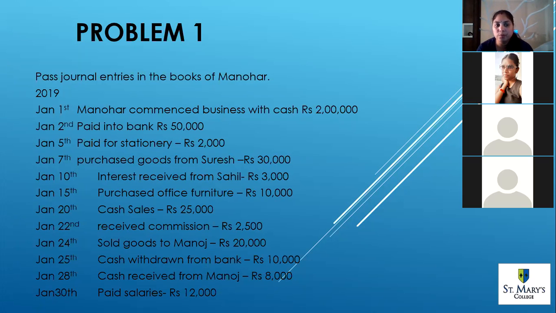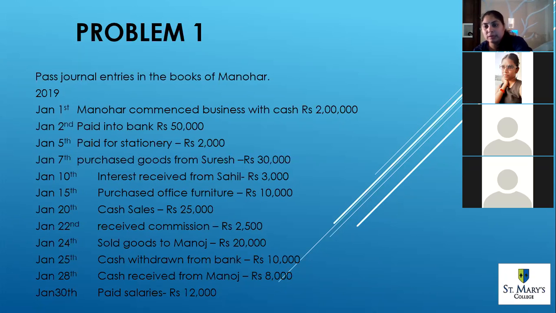So go back to your pro forma, put the date in the date column as January 7th. In the first line, write purchases account, leave some space, write the term DR. Go to the next line, leave some space, write the term to, and then write Suresh's account.